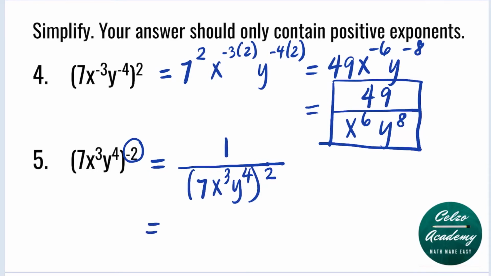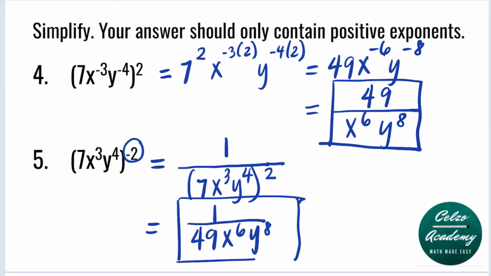Simplifying the denominator, we have 1 over 7 squared, which is 49. x cubed squared means you multiply 3 times 2, and that becomes x to the 6. y to the 4th squared means you multiply 4 times 2, and that is y to the 8. So the answer for number 5 is 1 over 49 x to the 6 y to the 8.